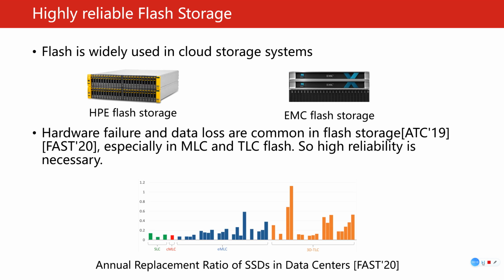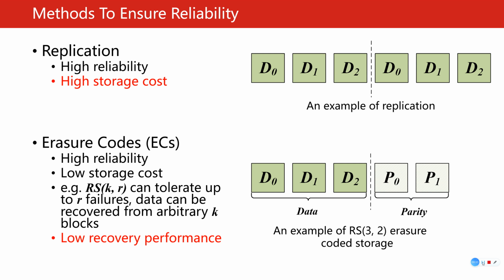Nowadays, flash memory is widely used in cloud storage systems. However, hardware failure and data loss are common in flash storage, especially in MLC and TLC flash, so high reliability is necessary. Replication is a traditional method to provide high reliability, but its storage cost is high.